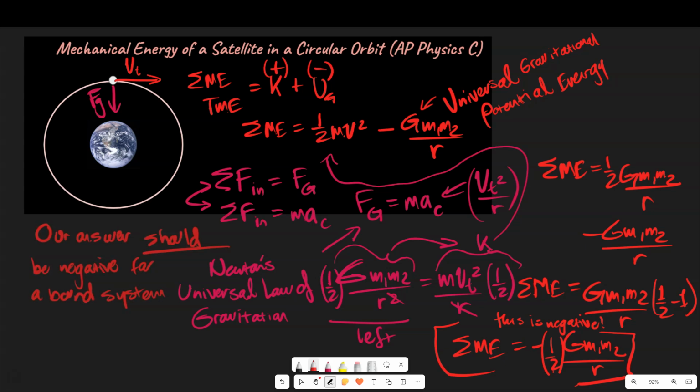Our answer should be negative for a bound system. Because if you think about it, if we came out with a positive answer, that would mean that there would be more kinetic energy than there is potential energy in a magnitude sense. And it wouldn't be a bound system. The object in orbit would spiral out and leave orbit. So it must be the case, if we have a bound system where you have a satellite going around on a circular path, that we should get a negative answer for the total mechanical energy for the system, because that's going to give us our bound system where the object is actually in orbit around the planet.